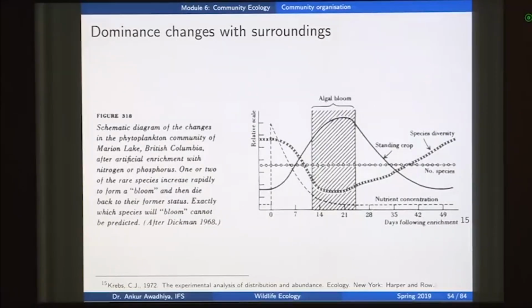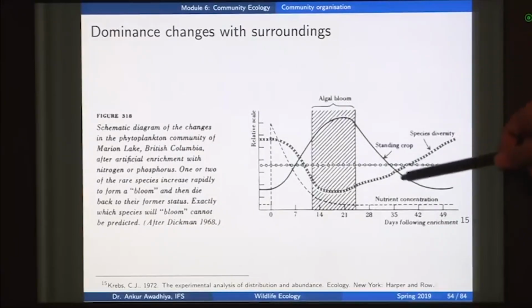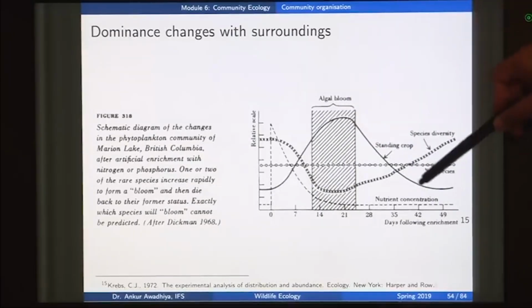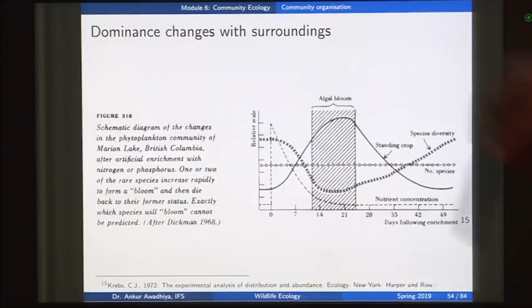But then what happened to the standing crop in that time? Standing crop is the amount of biomass present in the lake. In this case the standing crop increased exponentially, reached a peak, and then decreased. Why did that happen? This is because of the second species, which was using these nutrients and led to an algal bloom. This peak coincides with the time of the algal bloom. So this is how dominance changes with the surroundings.